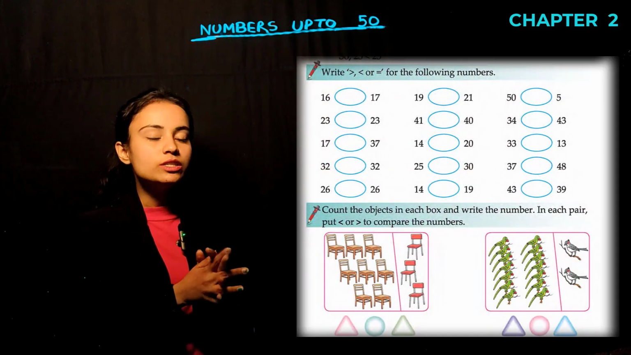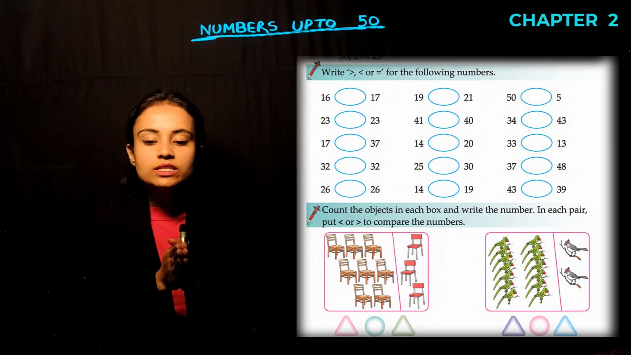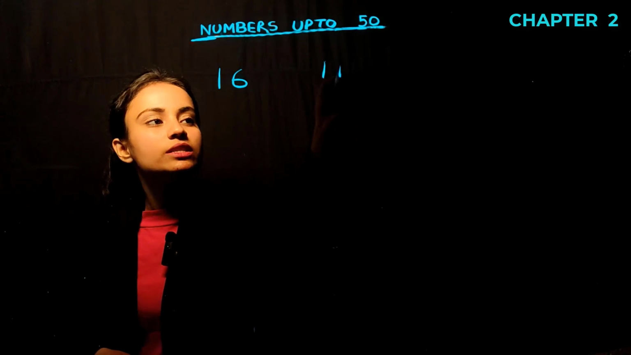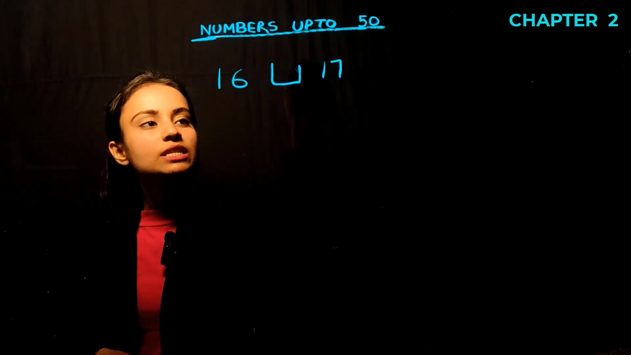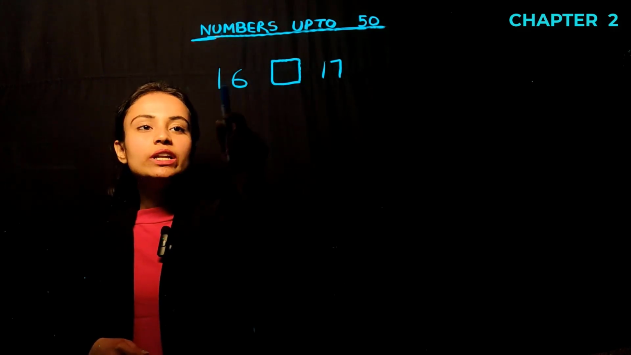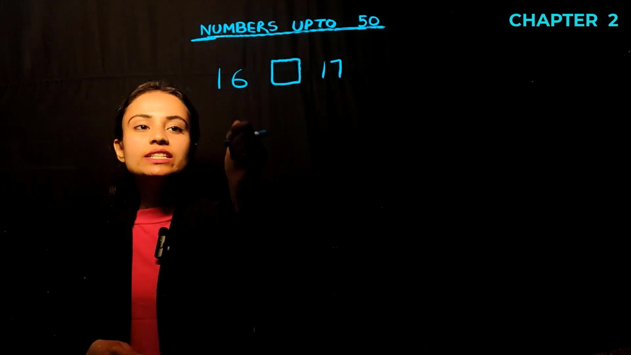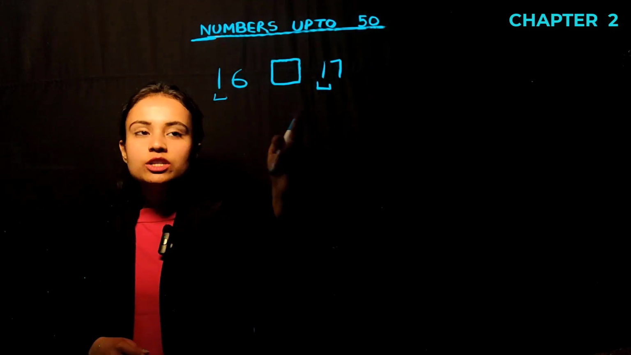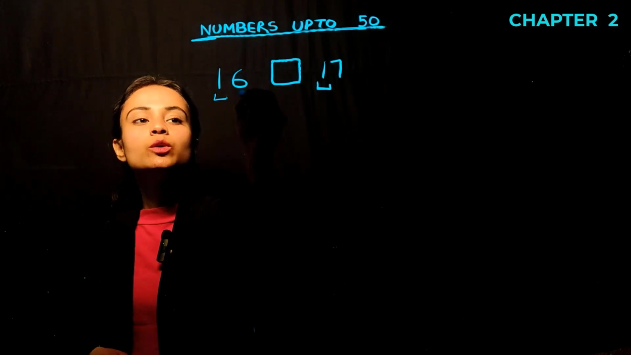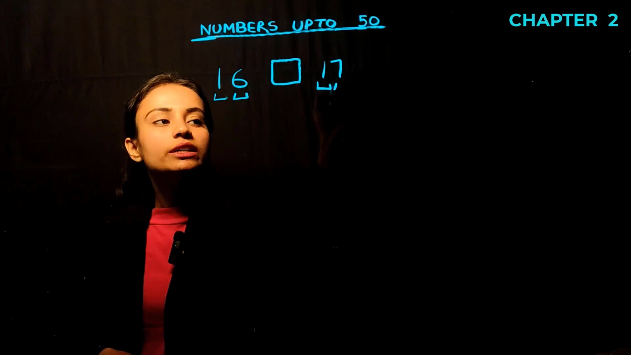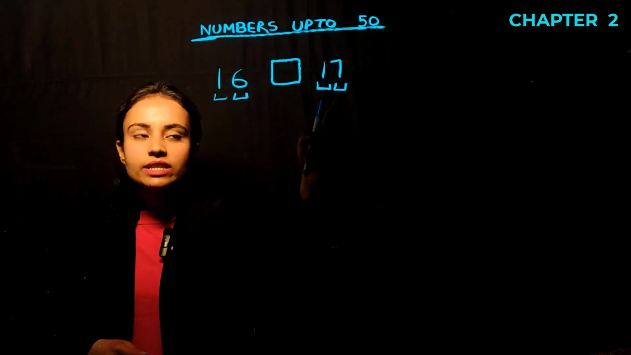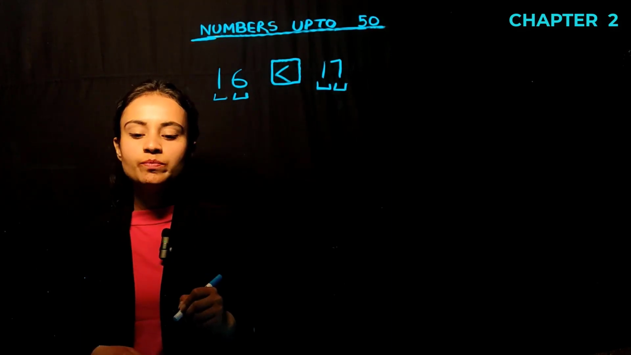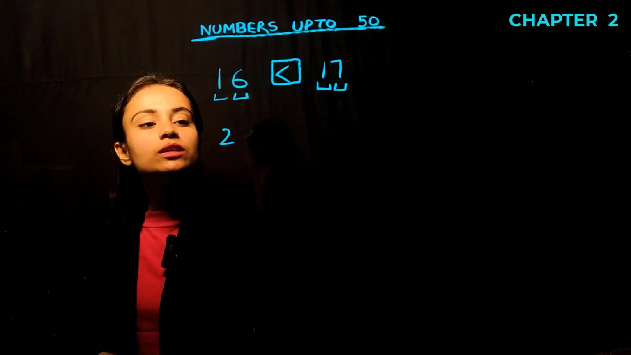Next, we have some questions. We have to write these signs for the following numbers. First one is 16 and here it is written 17. We have to put a sign for them. So to compare them, we'll compare their tens digit. Here tens digit is 1 and here tens digit is again 1. Since they are equal, so we'll move on to the ones digit. Here ones digit is 6 and here it is 7. Since 6 is less than 7, that means 16 is less than 17. So we'll put this sign. In the similar manner, let's see the another part.